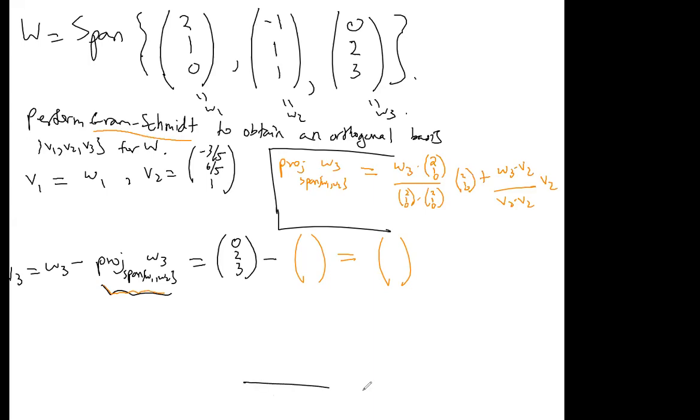So one last picture, maybe here's W1, maybe here's W2, maybe here's W3. Maybe this is in R3, for example. You want to find a basis that is orthogonal, and these are not orthogonal. So what you can do is subtract off the orthogonal projection of W1 onto W2. So you get this vector, and then you subtract off the projection of W3 onto the space spanned by W1 and W2.